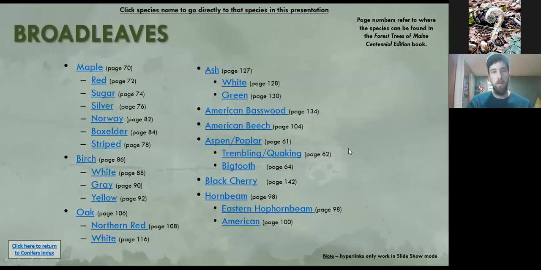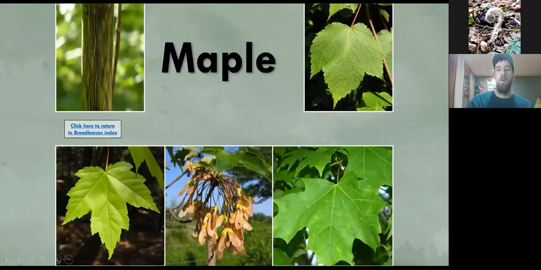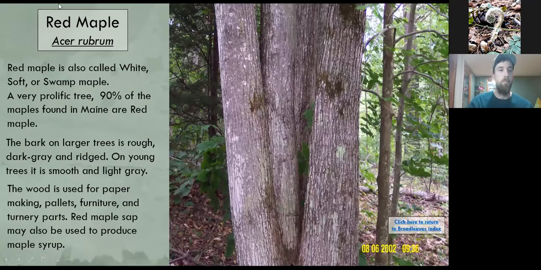So here's a complete list of broadleaf trees from the forest trees in Maine. We're going to touch on some of the more common ones. So here we have maple, which are probably the most common hardwood tree here in Maine, especially this one we're going to talk about right here.